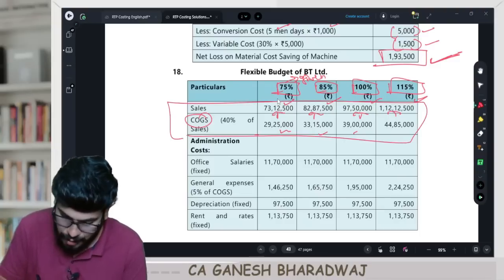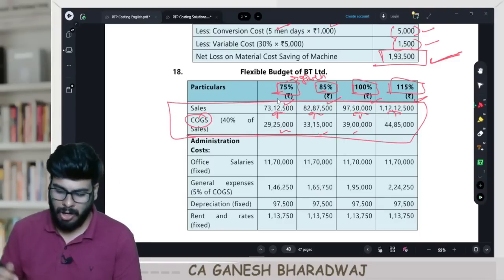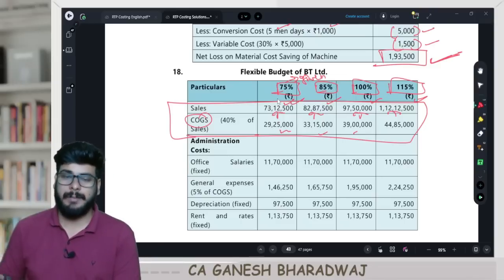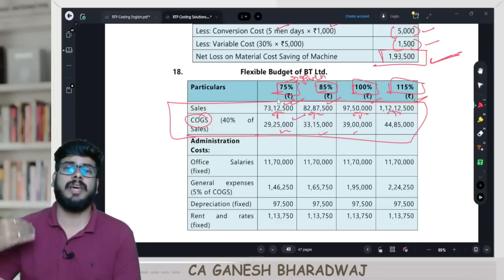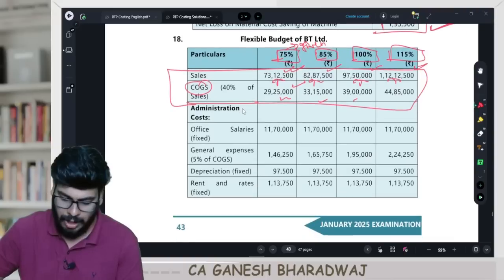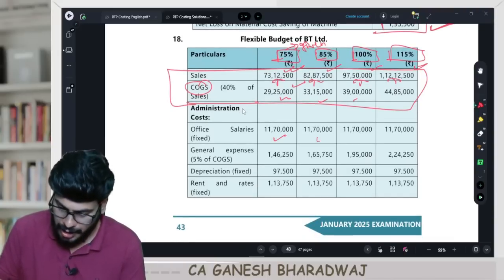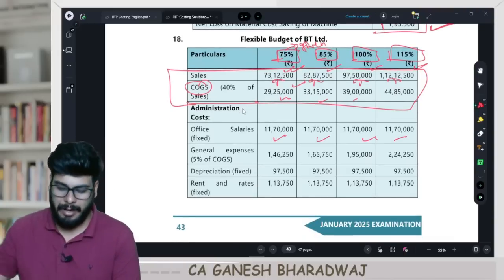Now these two figures you have with you. Why? Because some line items of admin and selling cost are a percentage on sales, some line items are a percentage on COGS, some line items are fixed, that is directly given. As simple as that. Now admin cost, the first one, office salaries, it's fixed at 11,70,000. So irrespective of your output level, it's going to be 11.7 lakhs.